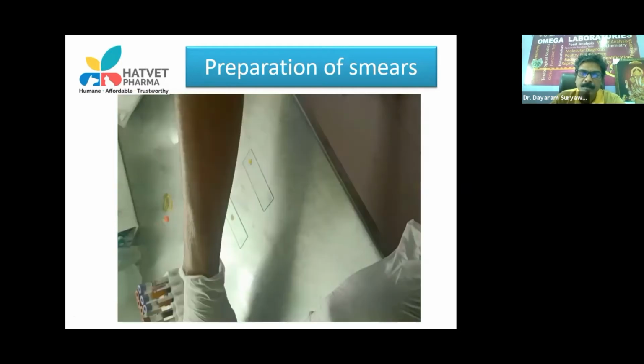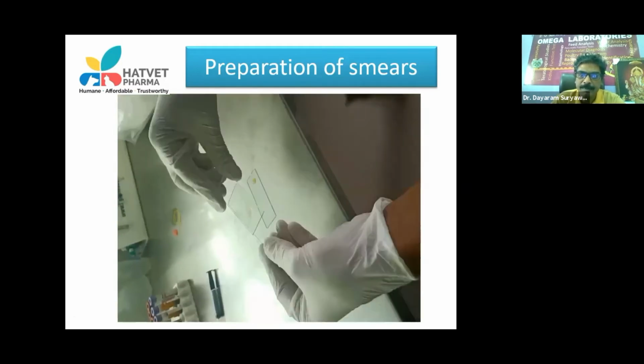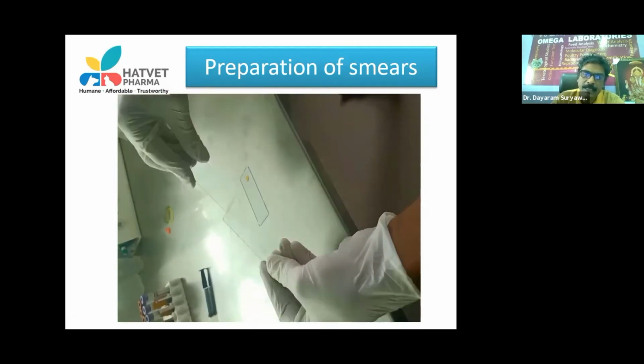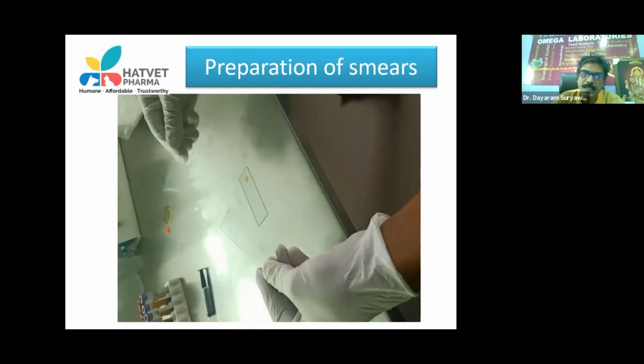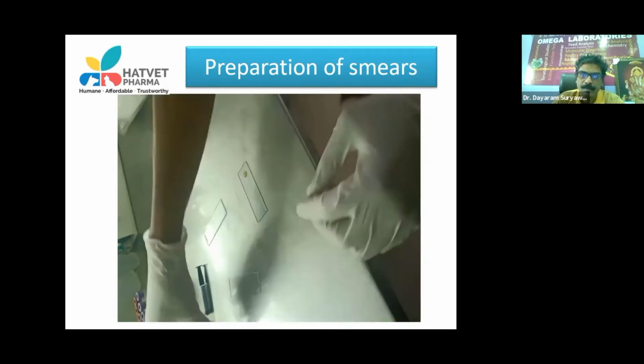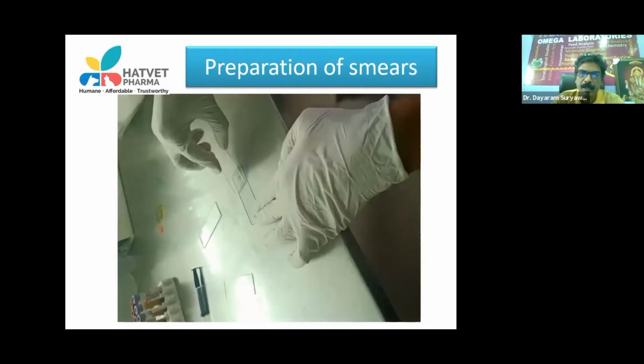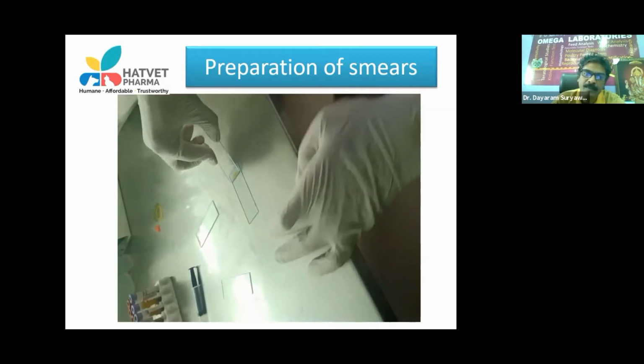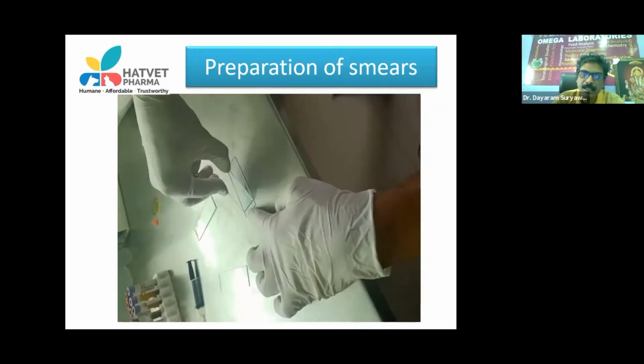then just put another slide over it, over a central drop, and withdraw the slides at both ends. You can get the two slides together. And regularly, if the fluid is more, if more fluidity is there, then you can prepare a smear like this.